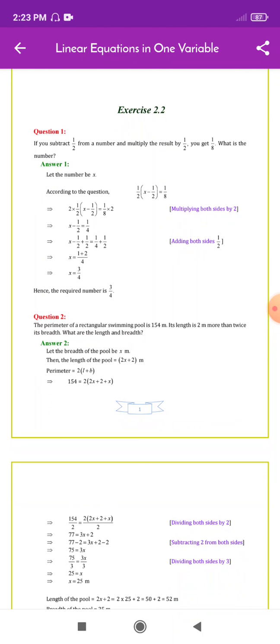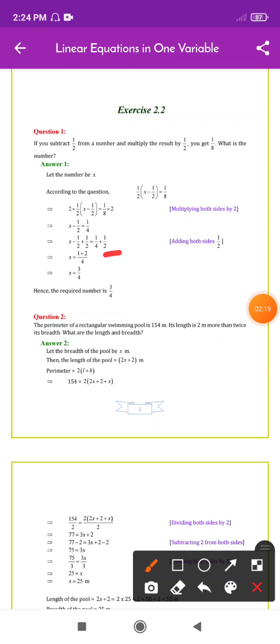After that, if we shift the number 1 upon 2 to the right hand side, it is given minus, so we have to add 1 upon 2 to both sides. So just see, x minus 1 upon 2 plus 1 upon 2 equals 1 upon 4 plus 1 upon 2. The plus and minus 1 upon 2 will give 0, yes or no? Now we have to take the LCM of 4 and 2. What will be the LCM? That is 4 only.